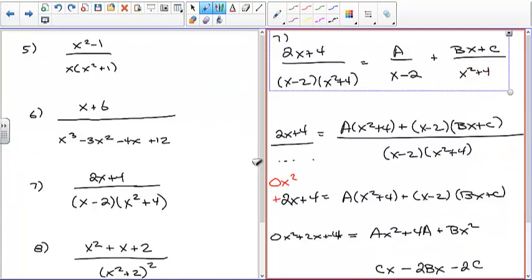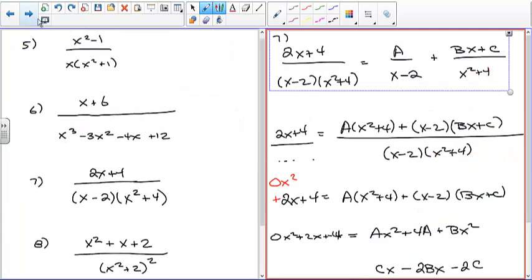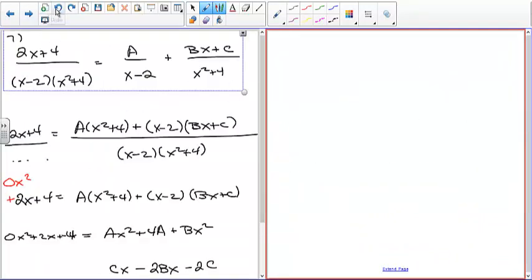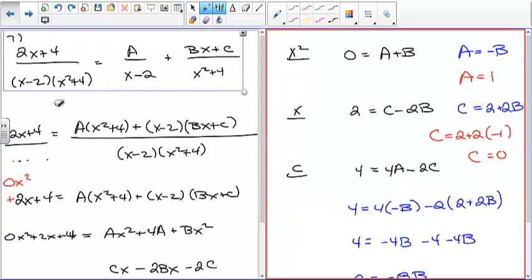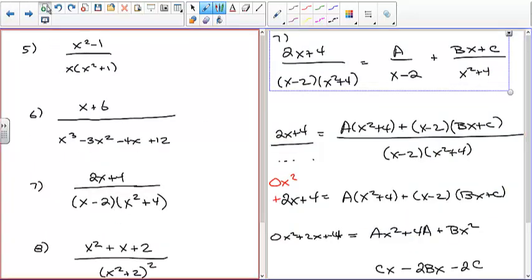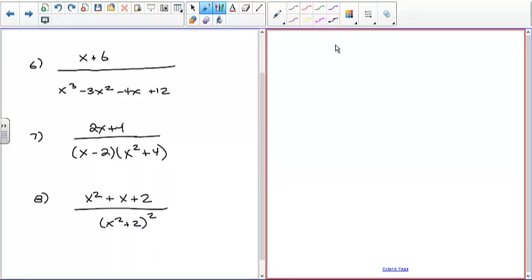Okay, so we have one more, I think. The last one is this, with double roots for the squared part. So we're going to end up with x squared plus x plus 2 divided by x squared plus 2, squared. It's kind of the same thing that we did for repeated linear factors, except we're going to have a plus bx over the quadratic term.